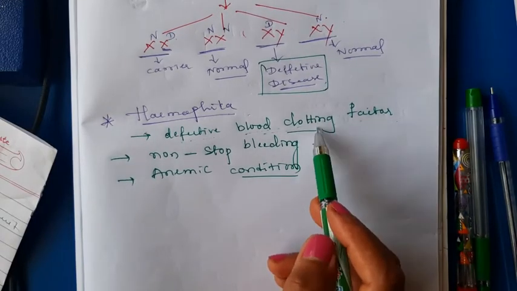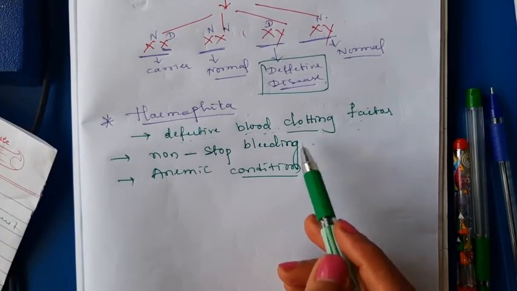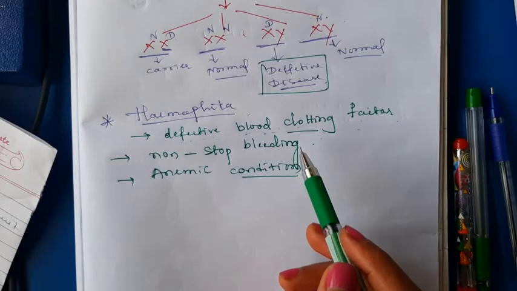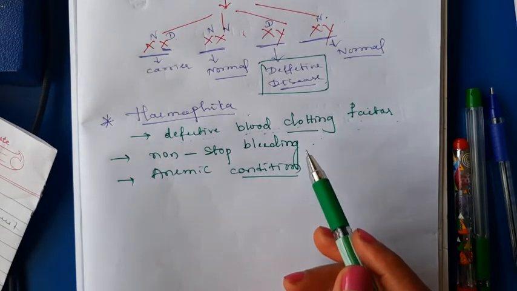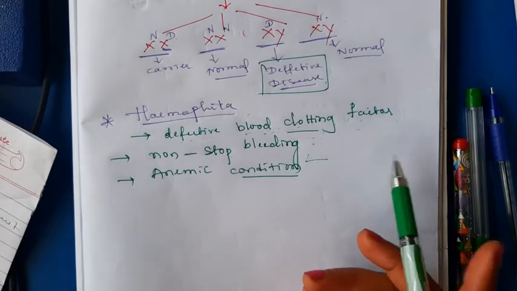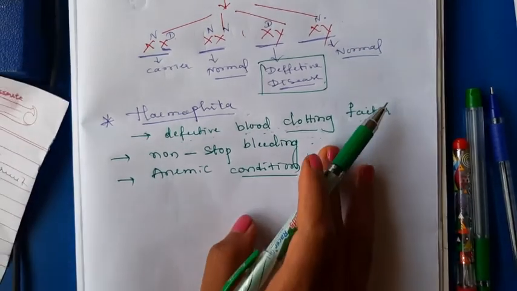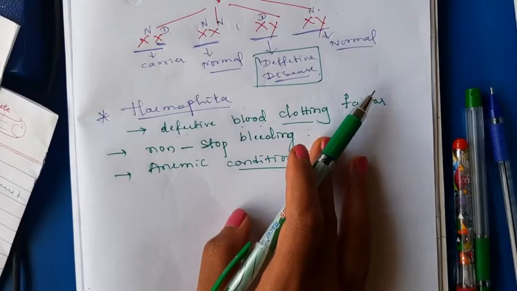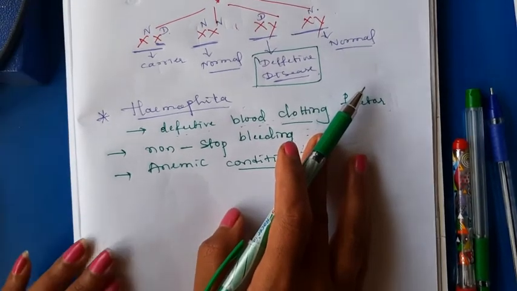Due to the abnormal clotting factors, even if the individual has a simple cut, continuous bleeding occurs. Ultimately, it causes the anemic condition. Finally, it leads to the death of a particular individual. This is all about the hemophilic condition.